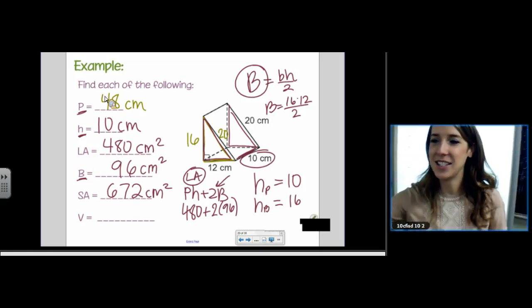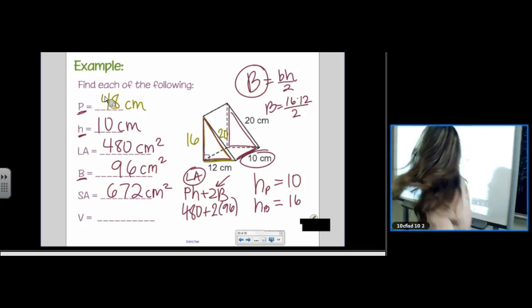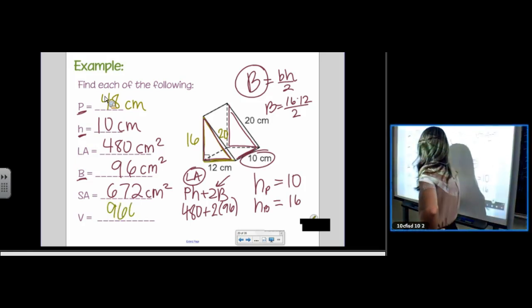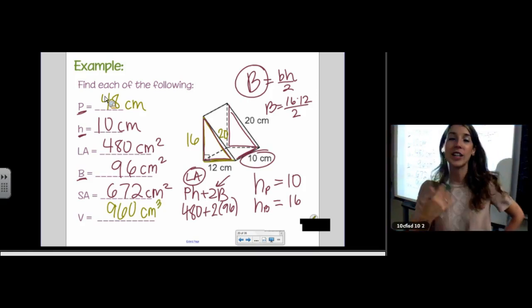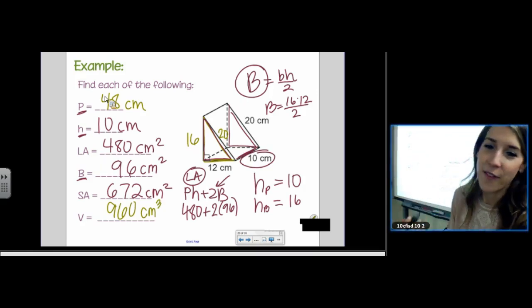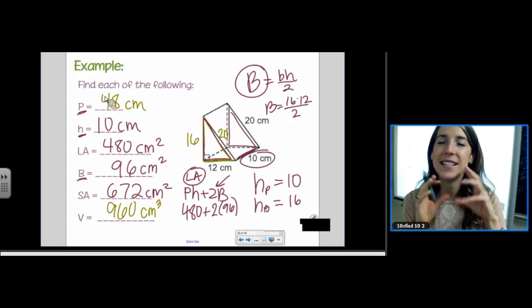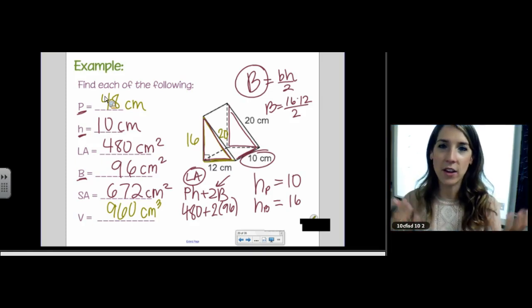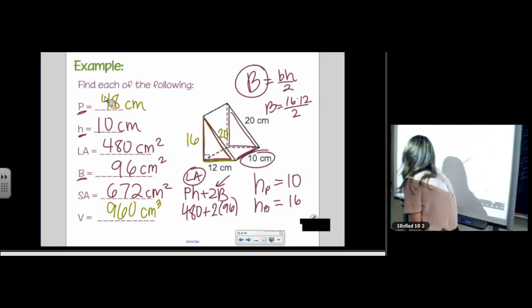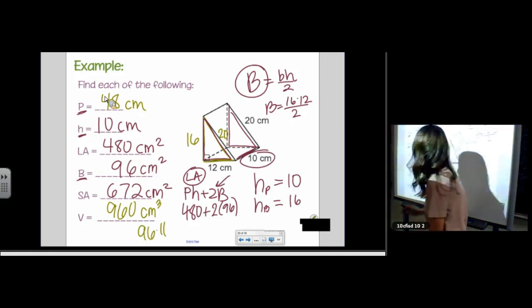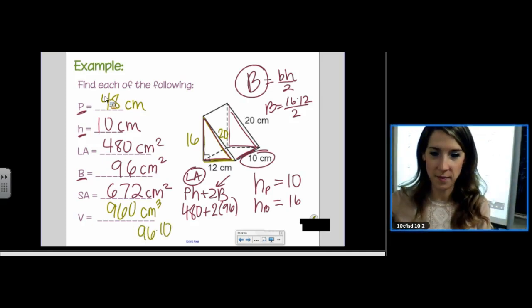Last one is volume. Volume goes to Emily. Thank you, Emily. That's perfect. 960 centimeters cubed, or cubic centimeters. I love volume. Volume is my favorite because it's so simple. Area of the base times the height. I love the simplicity of the formula.